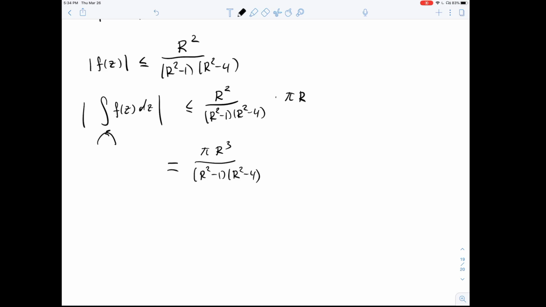So who wins? The denominator wins, fortunately, because the denominator is sort of like r to the fourth. This is the leading power, and this is the leading power. When we multiply them, we get r to the fourth. So we get something like r cubed divided by r to the fourth, which goes to 0. So the limit of this integral of f of z dz as r goes to infinity is 0.